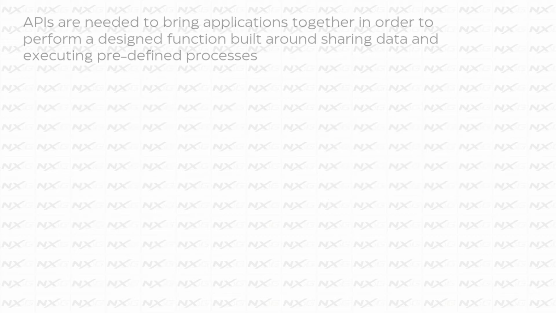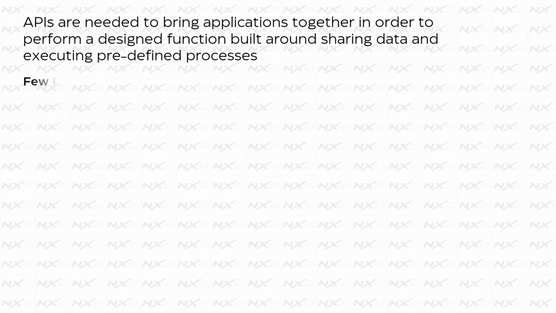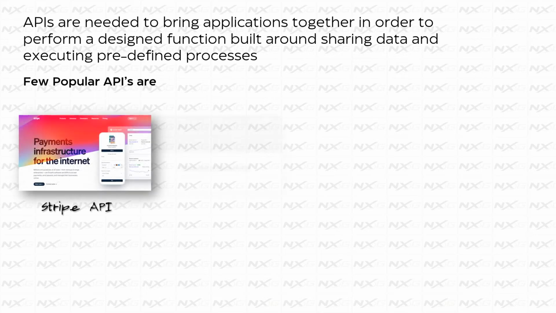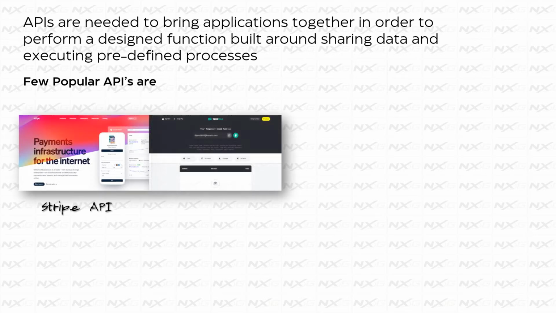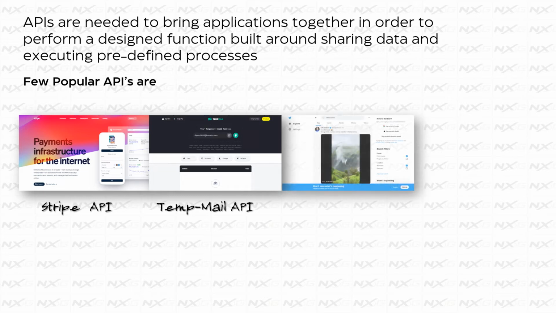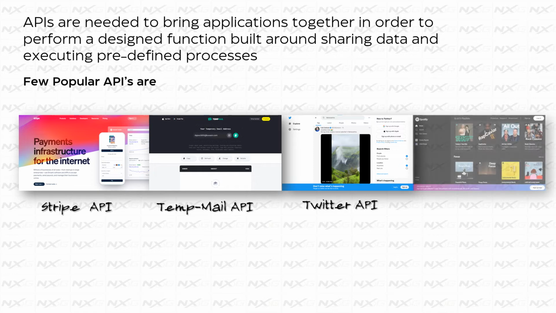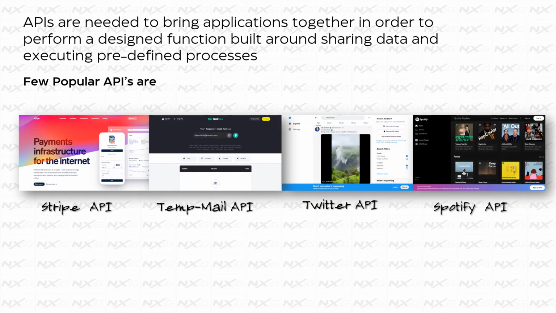Let's see, here are a few of the more well-known APIs. The first one is Stripe API, a gateway for payments. The second one is Temp Mail API, which is used by providers of temporary mail services. Twitter API is the third one for social networking sites. The fourth one is the Spotify API for web playlisting music, and much more API services are available on the internet.